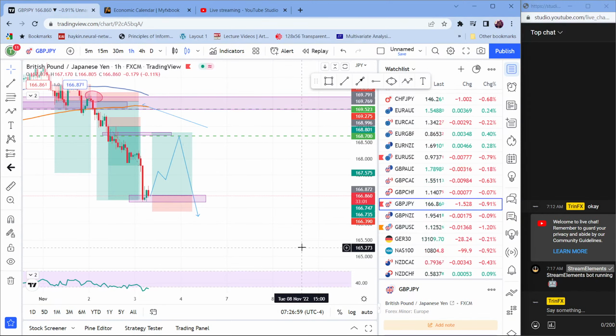I'm actually using it from my TrinFx platform on my mobile TradingView platform. All right, so this is it.